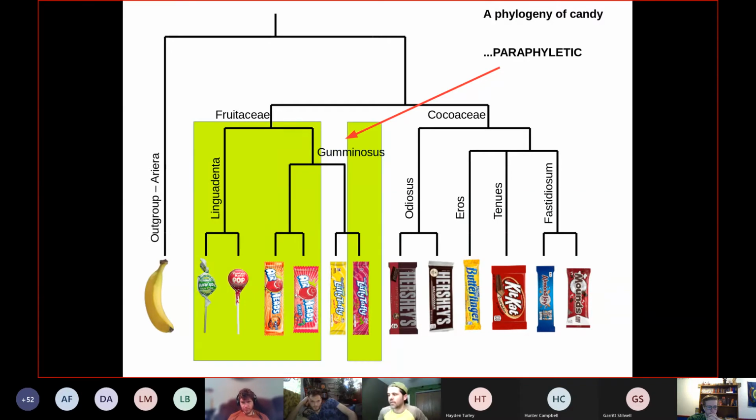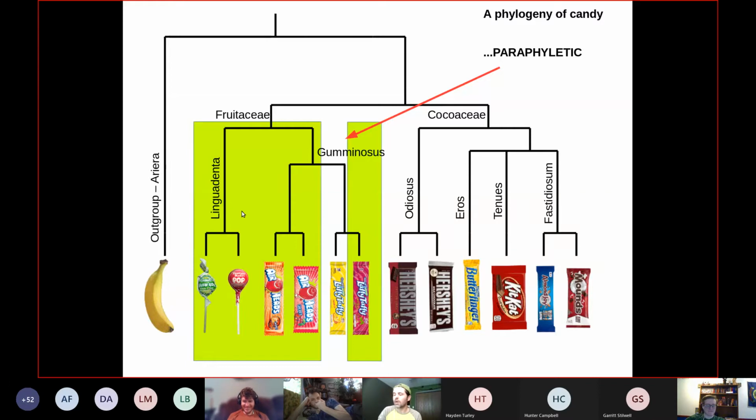Now this is a paraphyletic grouping. Paraphyletic meaning that I've got the common ancestor of Fruitaceae, but not all of its descendants. Okay, so for whatever reason, me, the human, when I looked at this group, I left out the banana Laffy Taffy. Now, do you know why I left out banana Laffy Taffy? Because it doesn't qualify as real candy. It's a foul spawn of Satan.